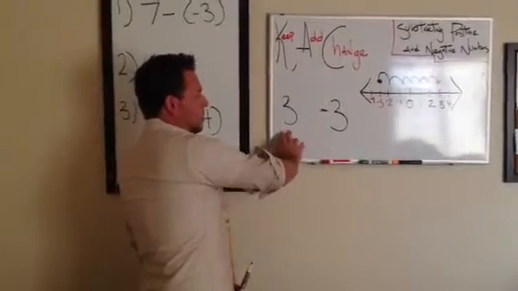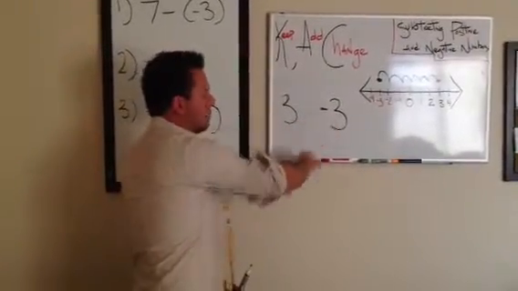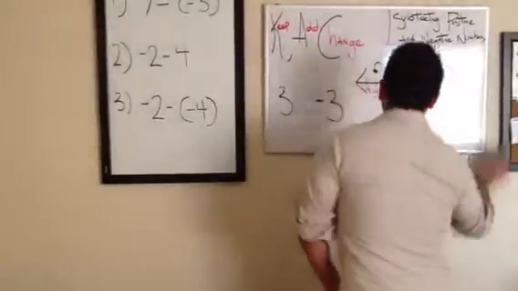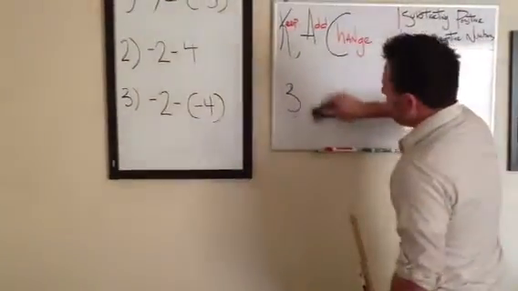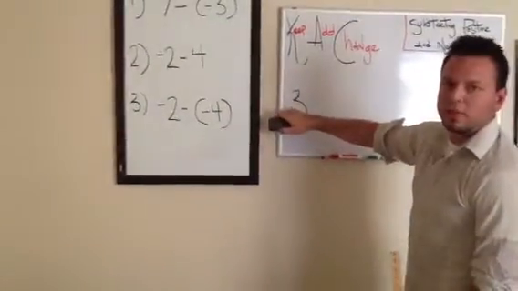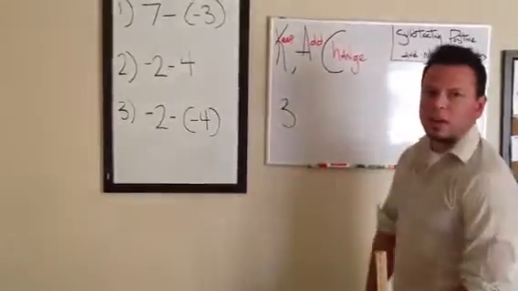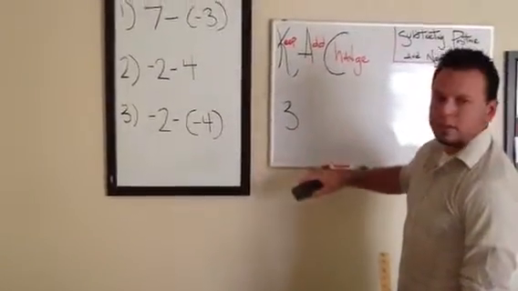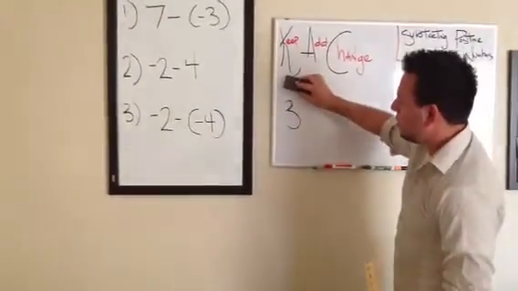Definition, positive number, negative number. Quick thing. Positive numbers, you don't put positive signs in front of them. You just write them down, leave them as they are. That means it's a positive number.